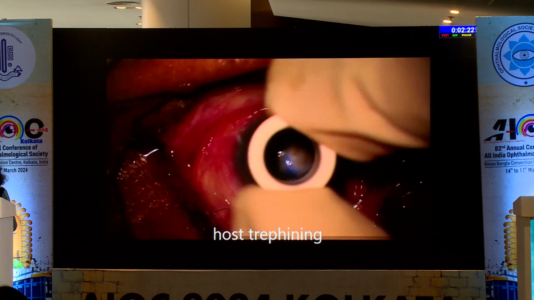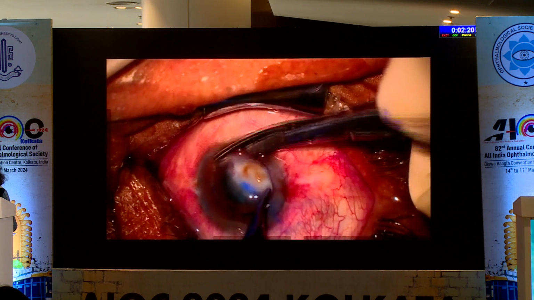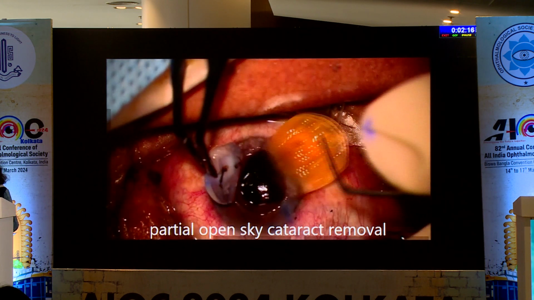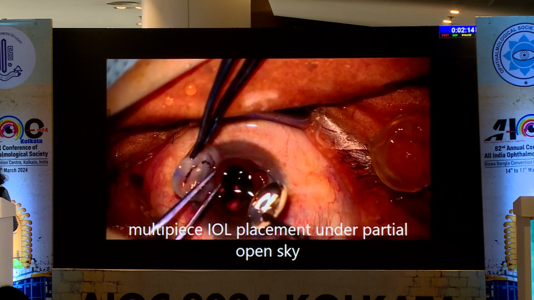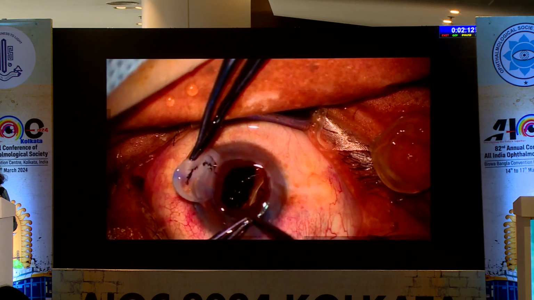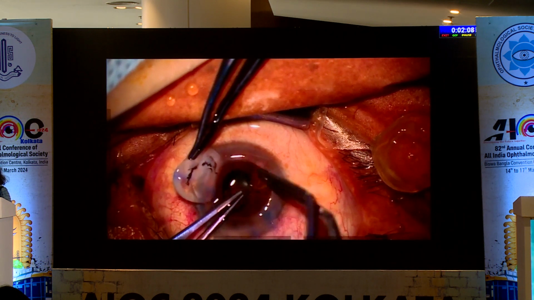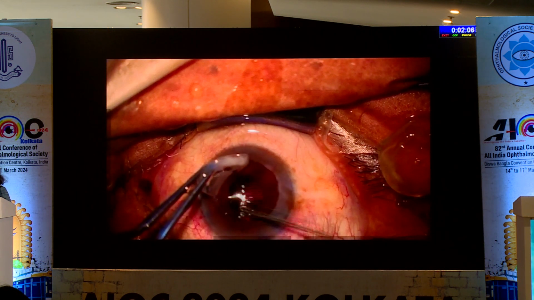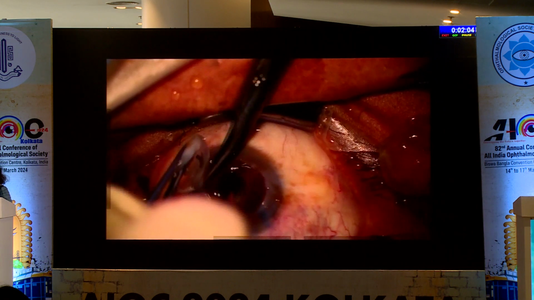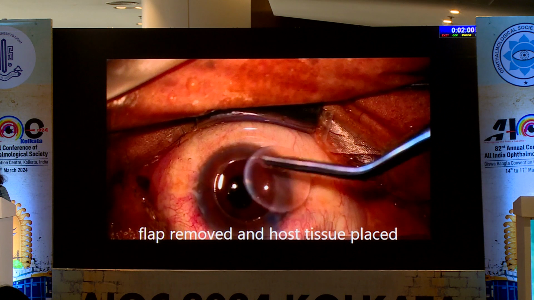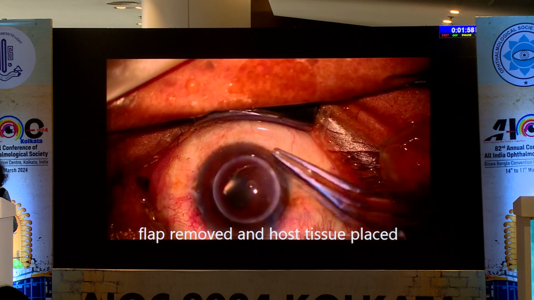After trephining, the host tissue is cut and some part of it remains attached. The nucleus is delivered nicely, and after placing the IOL, this tissue is cut. Throughout this step, I have noticed myself that the vitreous pressure remained controlled.